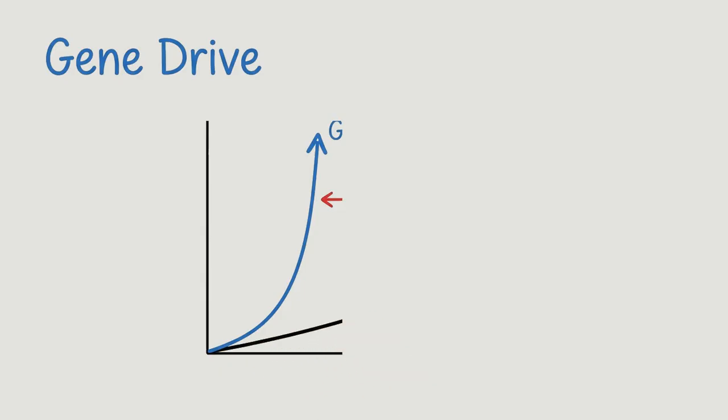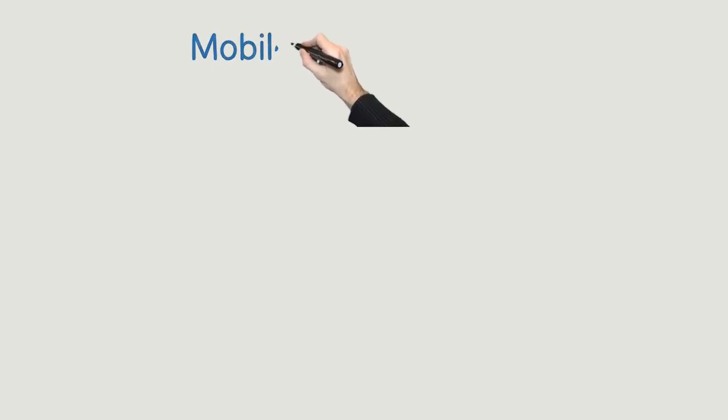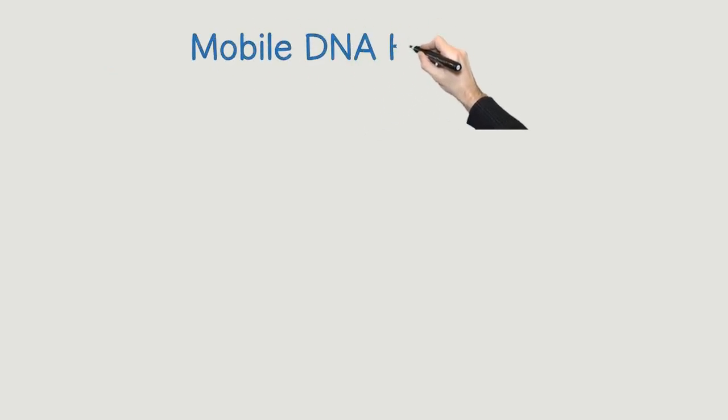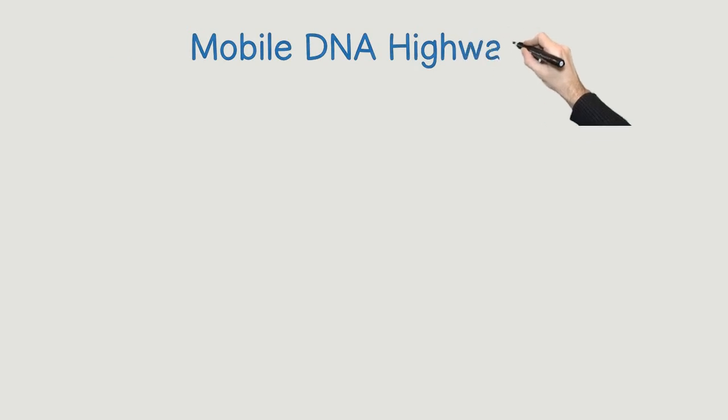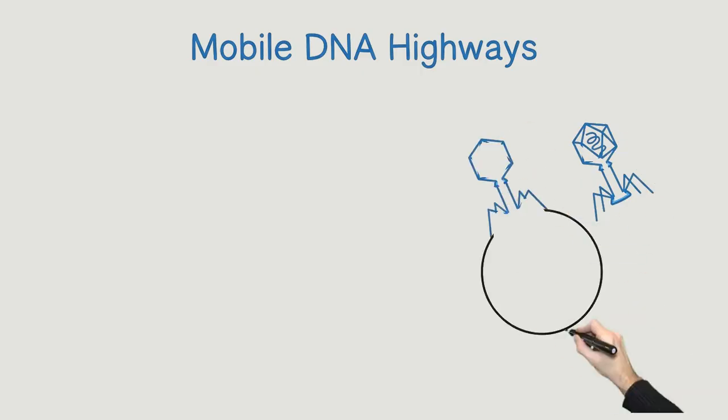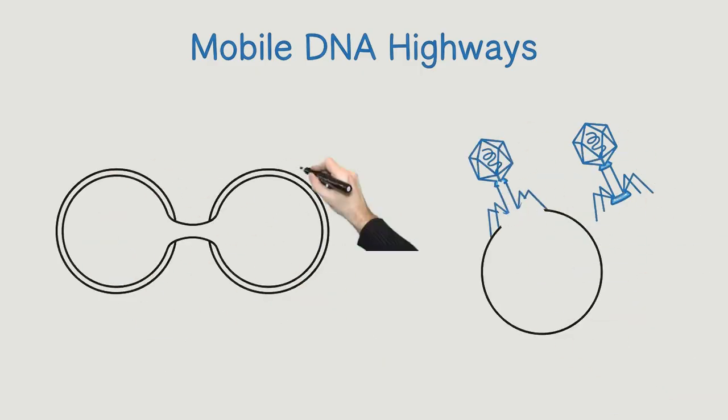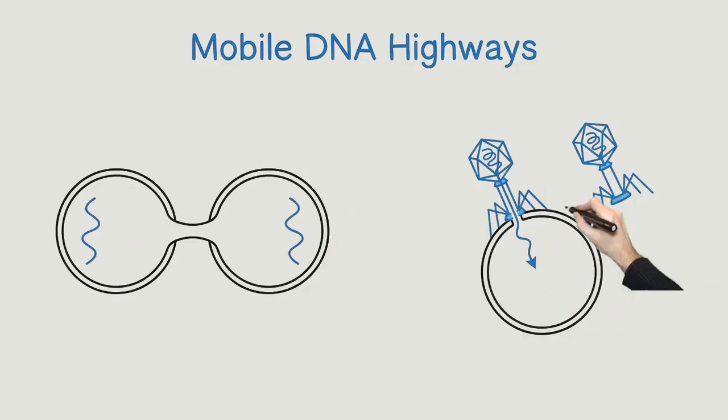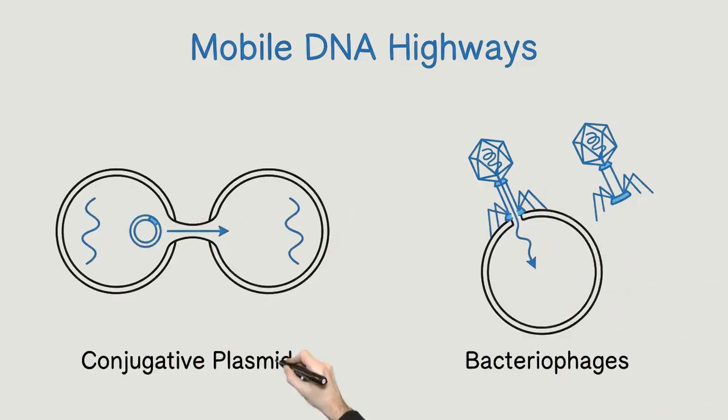Bacteria don't reproduce sexually, so the mechanism is different, but the idea is the same: force a genetic change to spread through a population. In bacteria, the equivalent of a gene drive uses the same highways resistance already uses: mobile DNA. Conjugative plasmids and bacteriophages already spread efficiently through bacterial communities. If resistance can spread this way, anti-resistance can too.